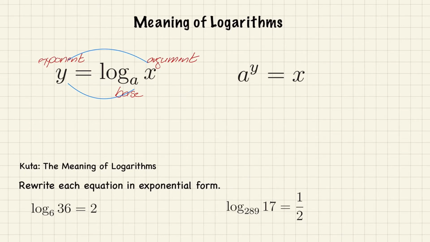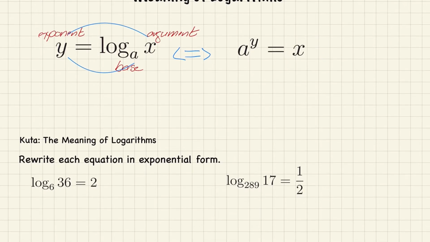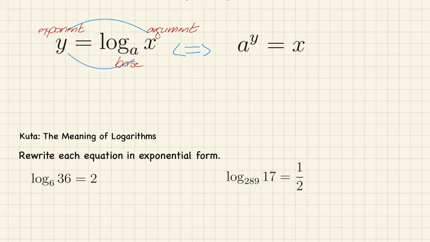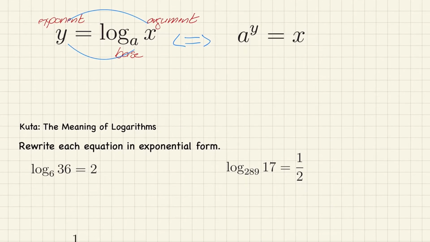But first I want to show you that this equation is basically what we're saying over on this side. a, the base, raised to what exponent, y, is equal to the argument x. So let's use this to rewrite the following equations. Their base is 6, our exponent is 2, and our argument is 36 here. So how do we rewrite this?